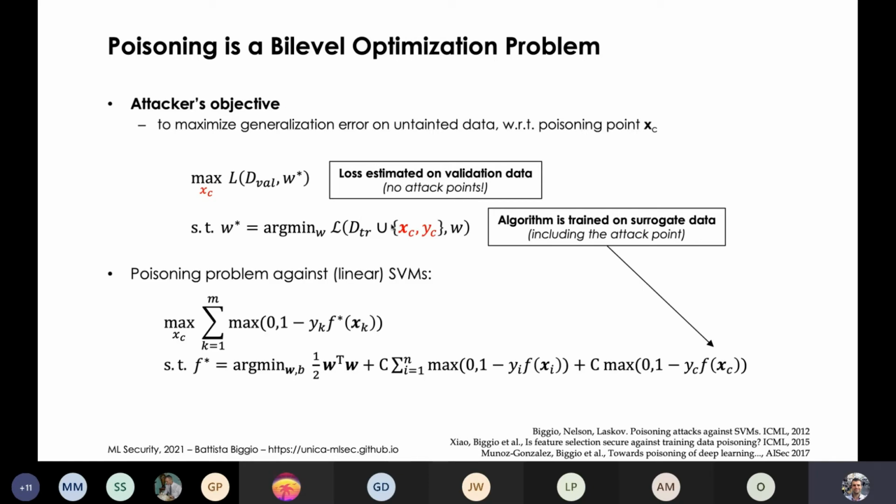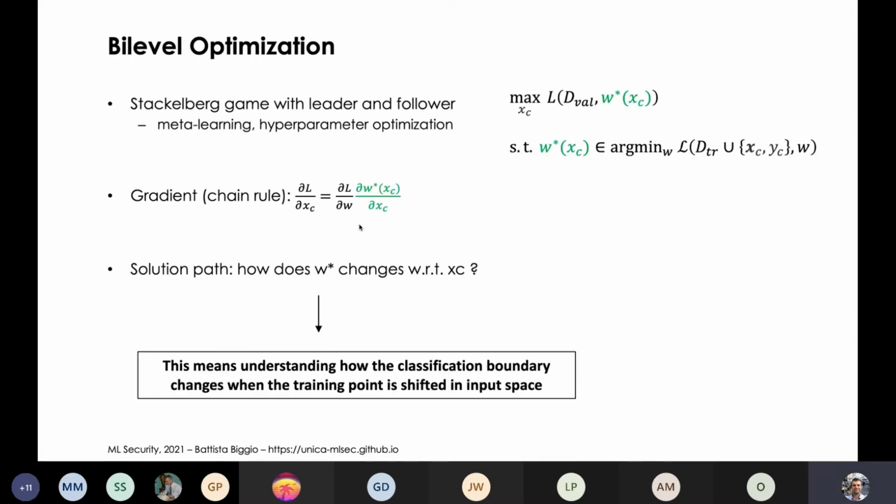Here you have an example for the SVM. This is a concrete instance where you are maximizing the hinge loss, for those of you who remember what the hinge loss is, subject to the fact that the SVM is trained also considering the poisoning point. You see that the only place in which you have XC is in the inner optimization, in the nested learning problem. All right, so the question is now, how can this be solved?